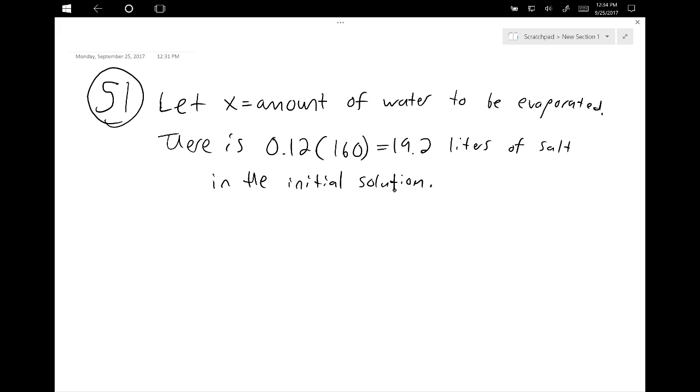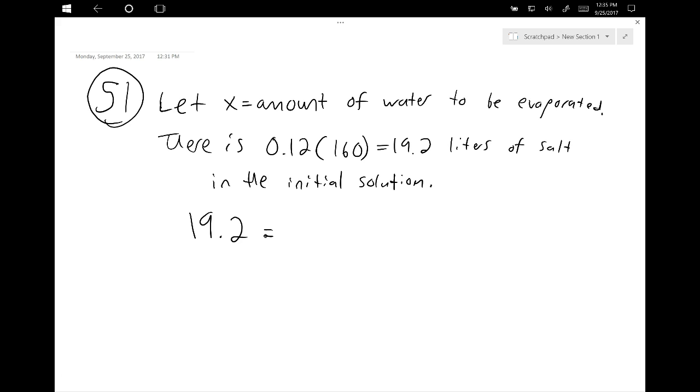So if I take the 19.2, if we want it to have just as much salt as it did before, the equation we want to set up is that the amount of salt in the original should be the same thing on the other side as well, because we can't really get rid of the salt.